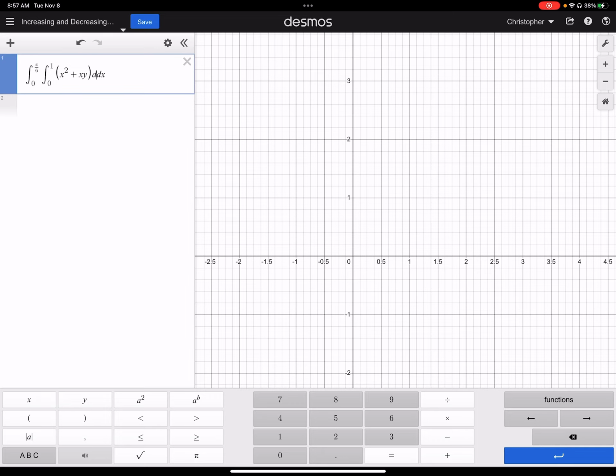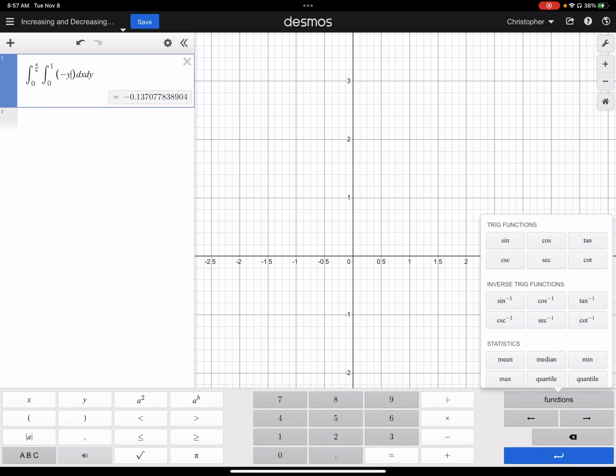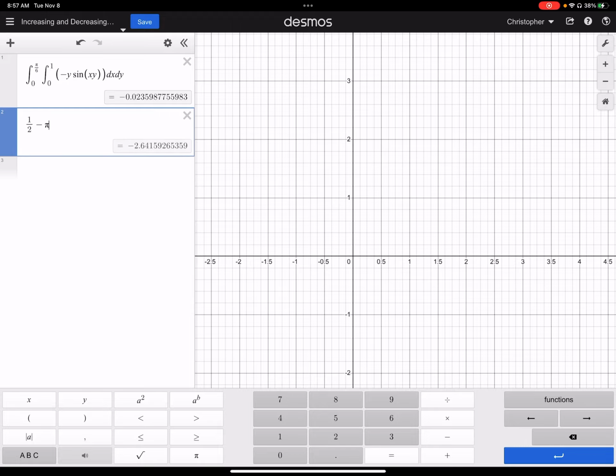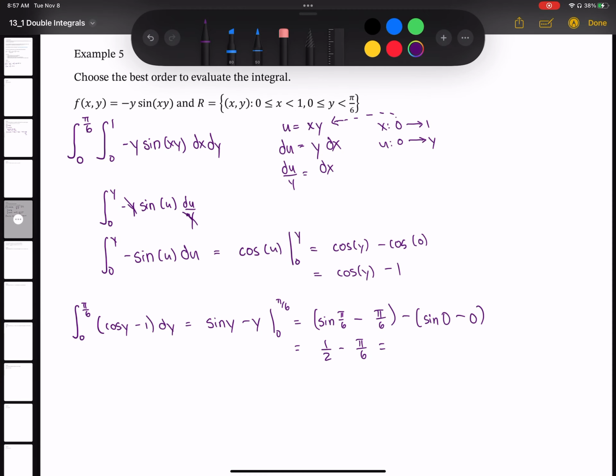So we're going to say dx dy, and we need to actually change this to be negative y, was it sine? Yeah, negative y sine xy. Yeah, so the volume is slightly negative because if we did 1/2 minus pi over 6, it gives us that value. So it's slightly negative. All that means is that the volume is just below the xy plane. Doesn't really matter. The absolute value of it would still be a positive value.